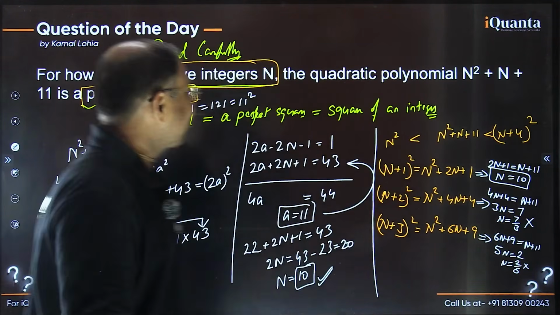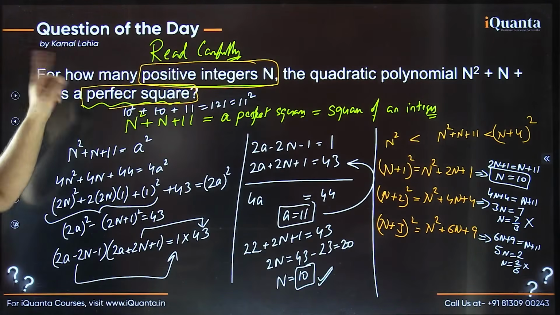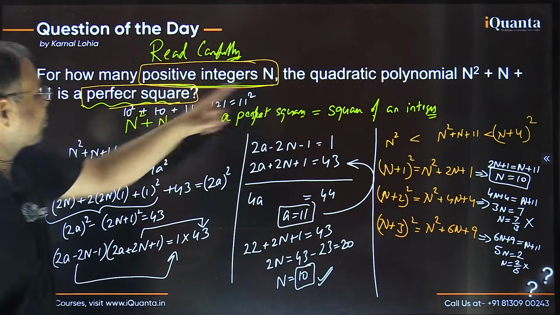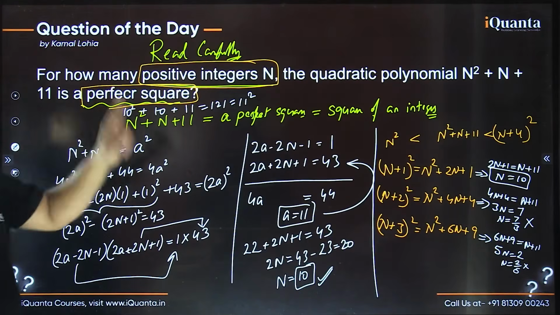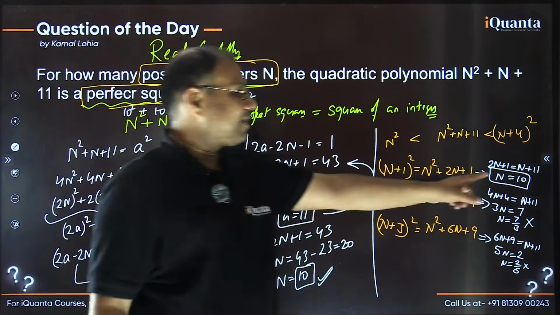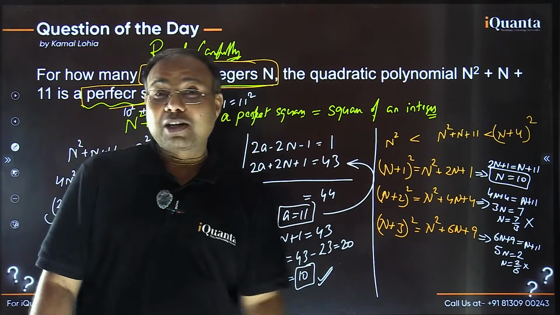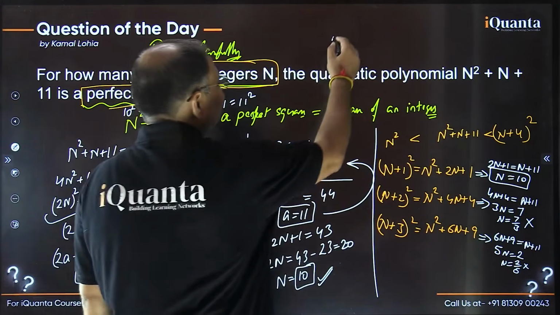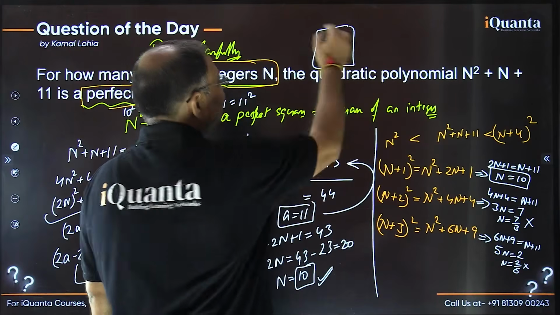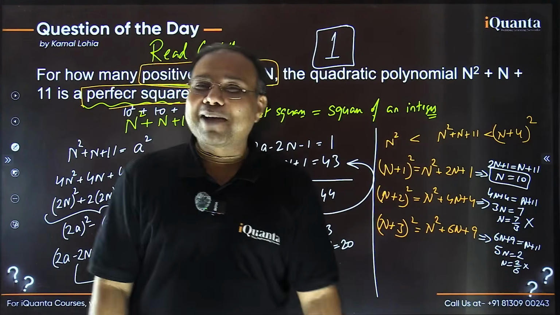So the question was asking for how many positive integers n this expression is a perfect square. Obviously there is only one positive integral value, and that value is 10. We have figured it out using two different approaches. Fine, I hope you have learned this and can now use it in your examinations. Thank you.